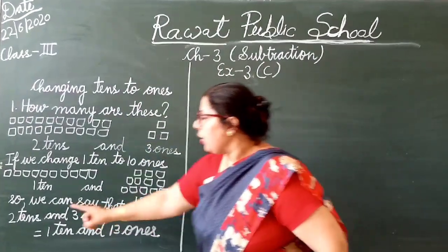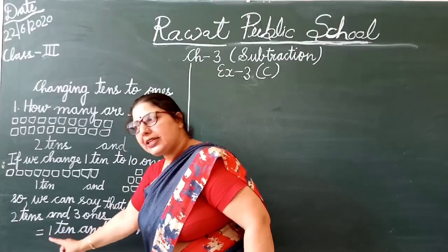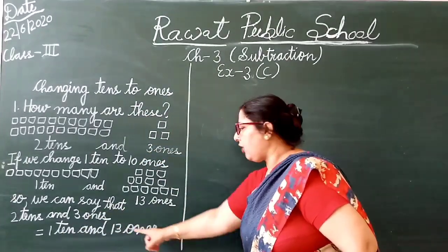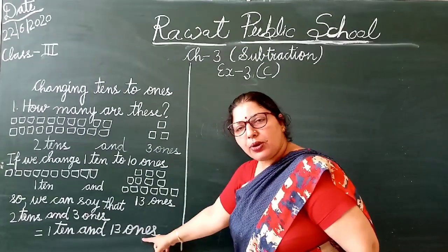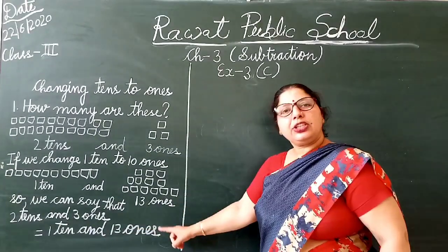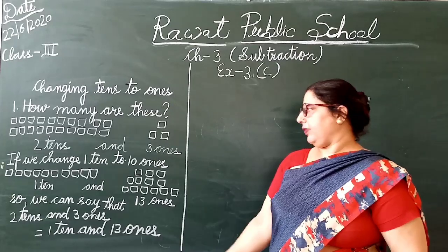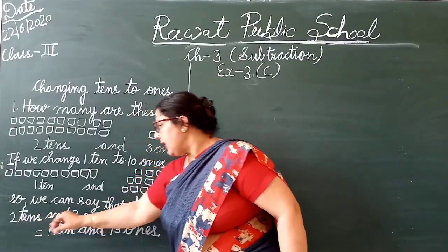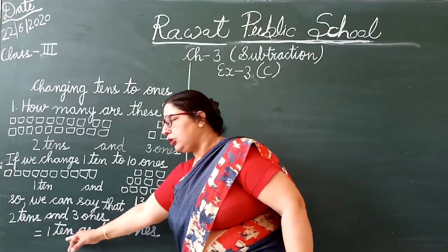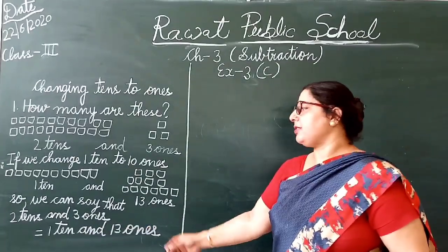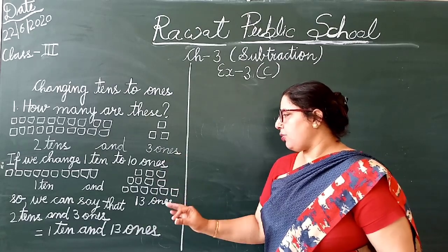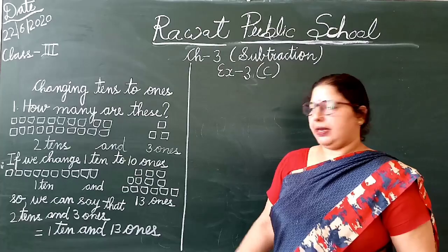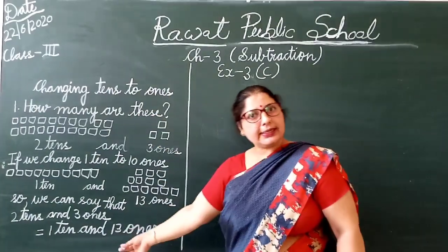वो कैसे हुआ? क्योंकि 2 में से हमने 1 10 को माइनस कर दिया तो 1 10 हो गया और जो 1 10 हमने माइनस करा था वो यहाँ पर आकर 1 10 is equal to 10 ones हो गए. 10 ones plus 3 ones is equal to 13 ones. इस तरह से हमने आपको एक्सप्लेन करके समझा दिया कि 2 tens and 3 ones is equal to 1 ten and 13 ones. मतलब 2 tens और 3 ones जो है वो हमारा 1 ten and 13 ones के बराबर है. And I hope you all understand this.